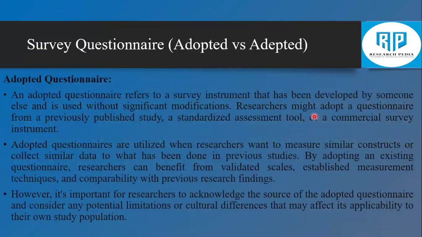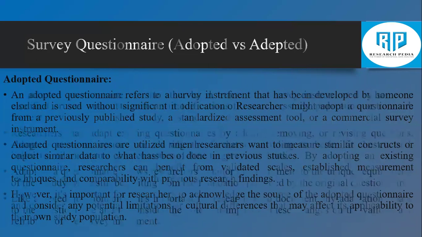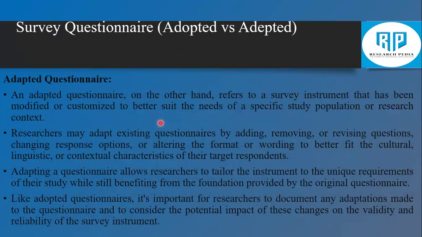Then we need to understand the difference between adopted and adapted questionnaire. In case of adopted questionnaire, you are basically going to use a survey instrument or a questionnaire which is developed by someone else. It means you are not going to change a significant part of that questionnaire. You may have some minor modifications of some of the statements, but you are not going to change the significant part of that questionnaire. So that is basically adopted questionnaire. The second category of questionnaire is adapted questionnaire.